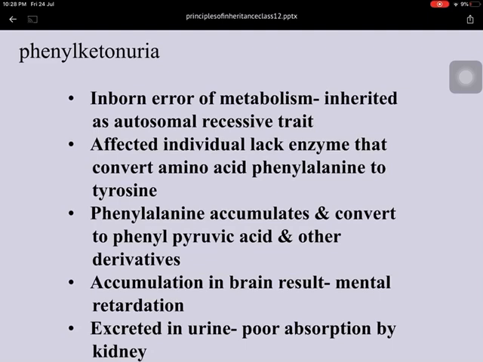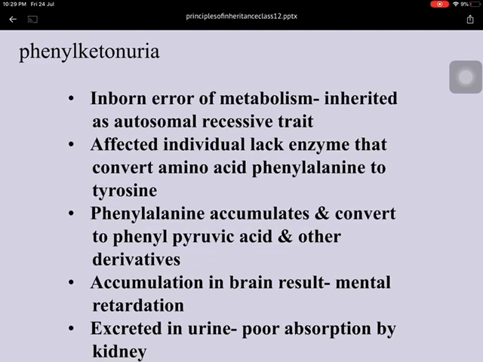Phenylalanine, instead of tyrosine, starts to produce phenylpyruvic acid and their derivatives, and accumulates in the brain and causes mental retardedness. So this is an important question. Generally the question is given as: phenylketonuria is pleiotropic or not. So this is an example of a pleiotropic gene also. One gene, more effect. Try to remember that.